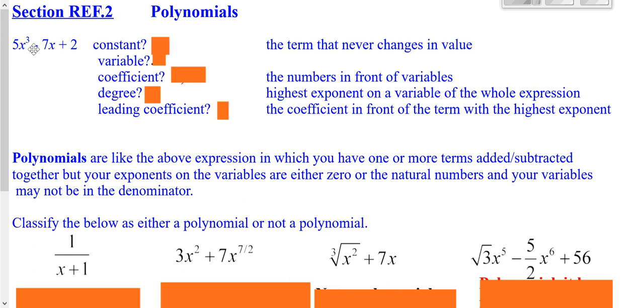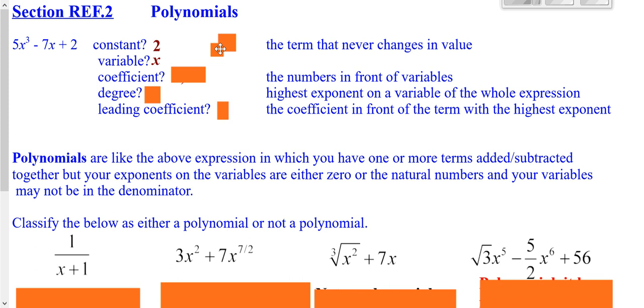So, looking at this problem, it is a polynomial. There's several terms that you need to be familiar with. We have three terms up here. The three terms are the three things that are added or subtracted together. The constant term is the one that doesn't change based on any variables. Well, that would be your 2 because it has no variables. Your variable would be your x. You can put any number you want in for x.